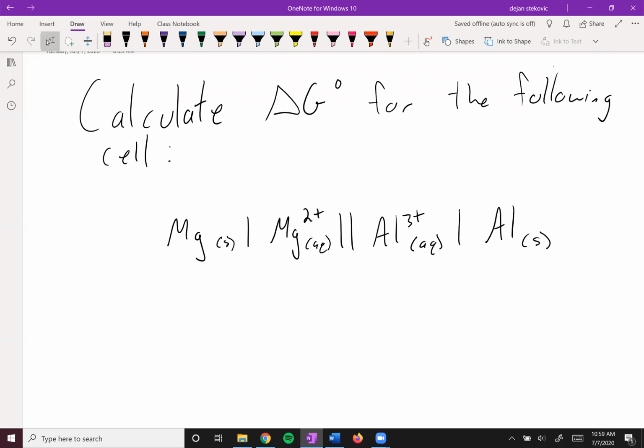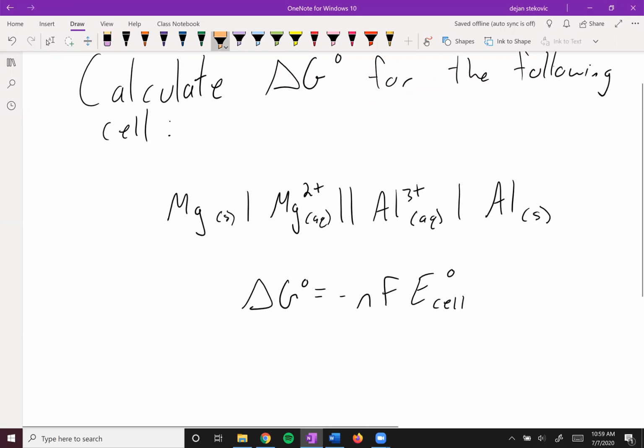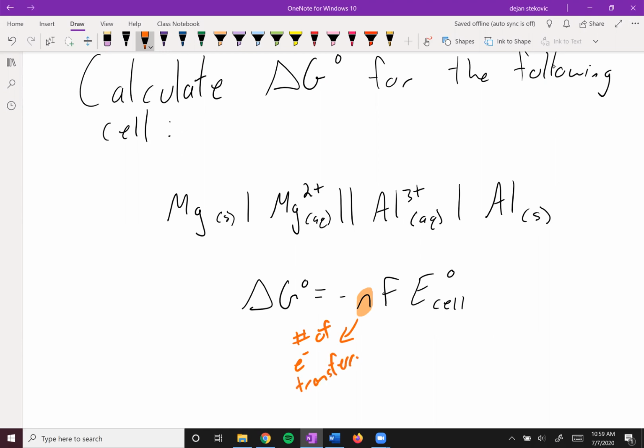And so if you think back from the last lecture, we have an equation that relates Gibbs energy and cell potential, and that's the delta G at standard states is equal to negative N F E cell at standard states. So let's go through these and figure out what we're trying to do here. So the first thing we want to figure out is N. And remember, N is the number of moles transferred or number of electrons transferred, throughout one of these reactions.